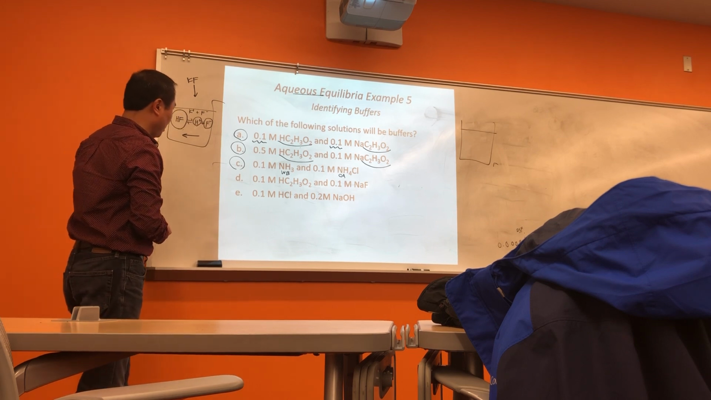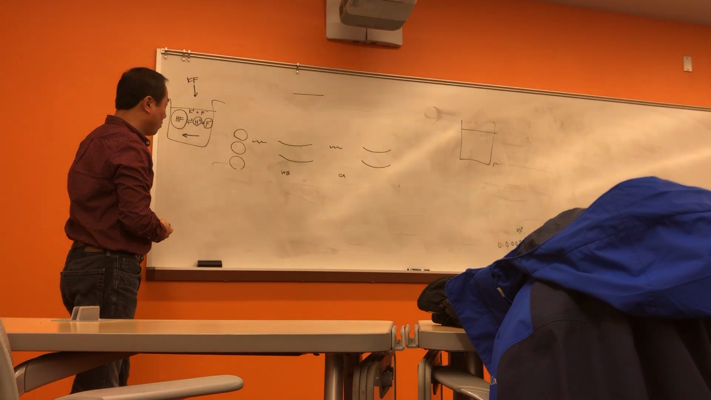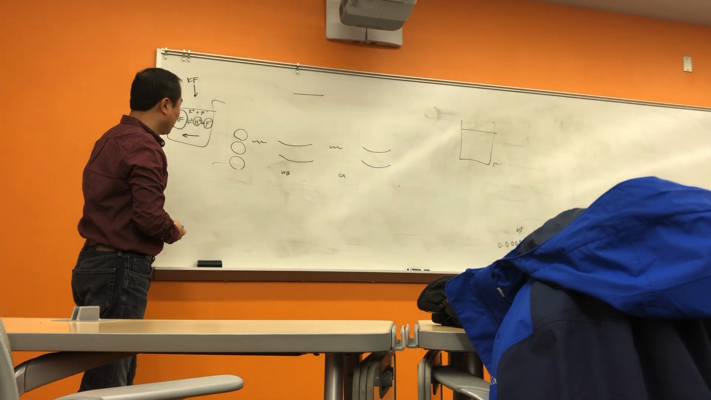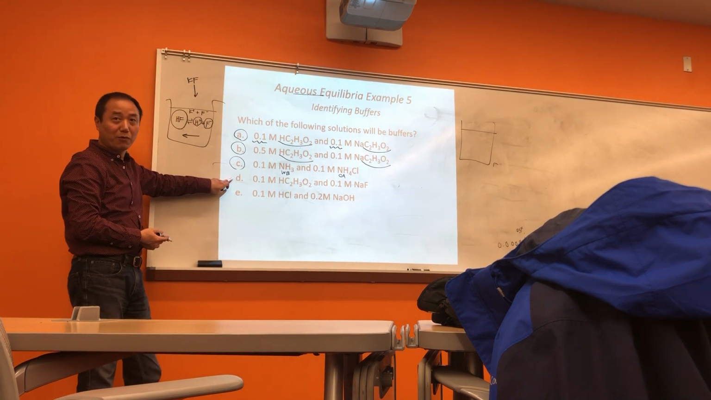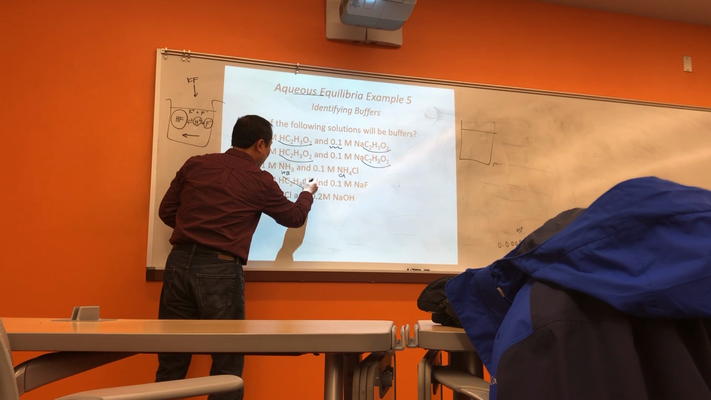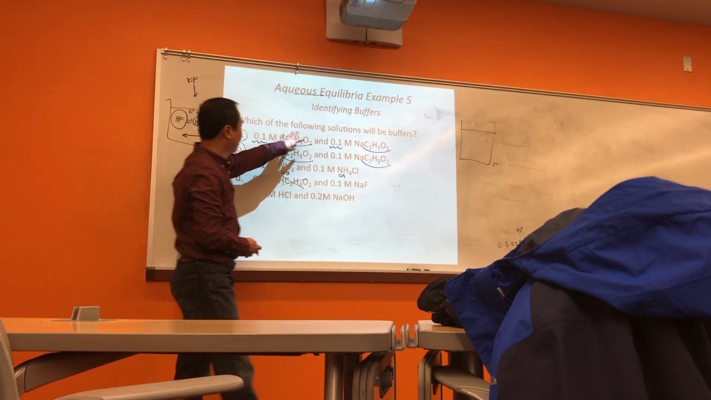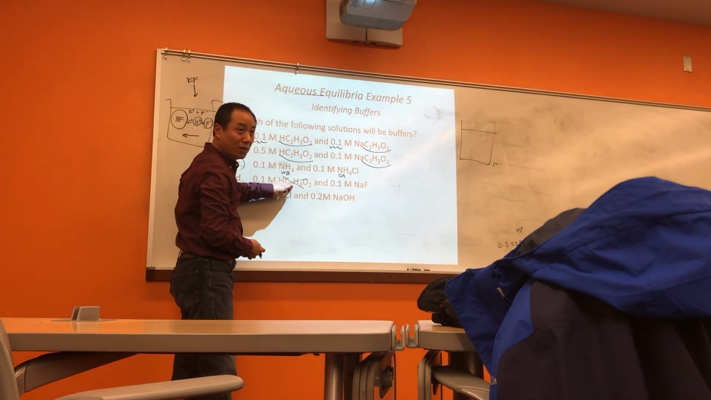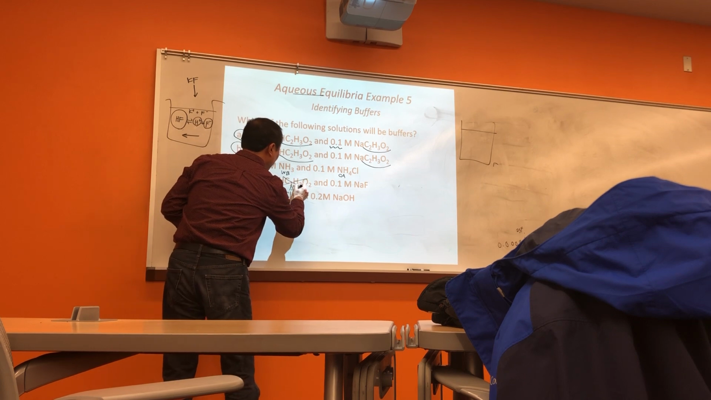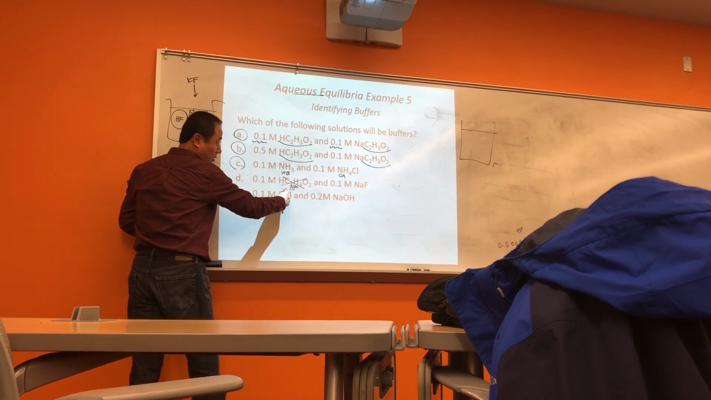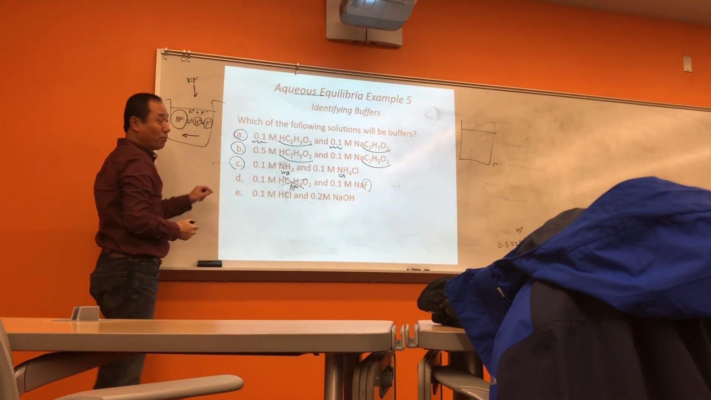What about D? D isn't a buffer. So what will you change here to make it a buffer? What should you put here instead of that guy? Let's delete this guy. HF. If you use HF, this is a conjugate base, so if you have HF, this will become a buffer. Okay?